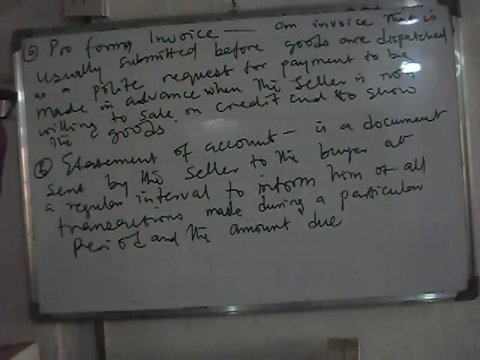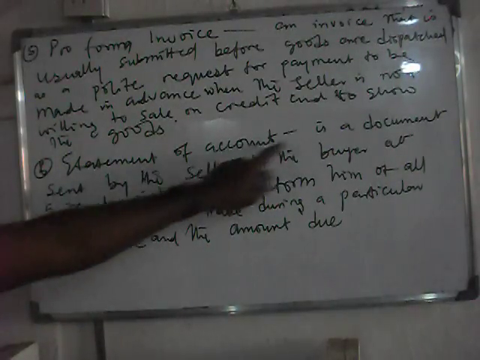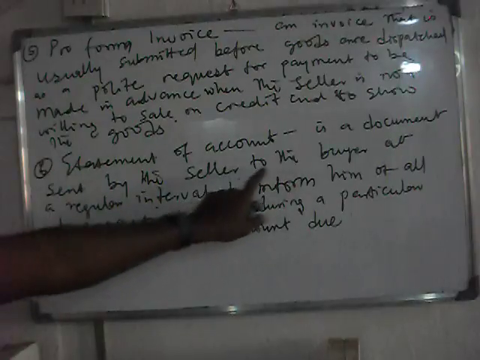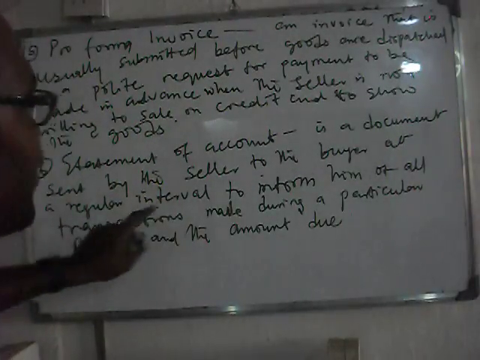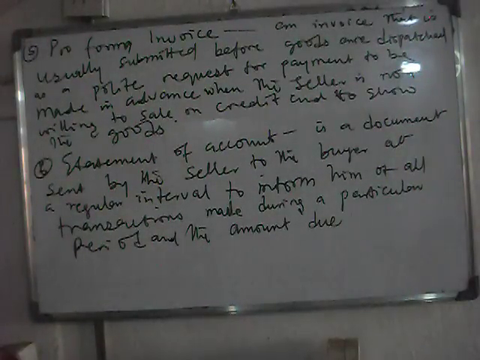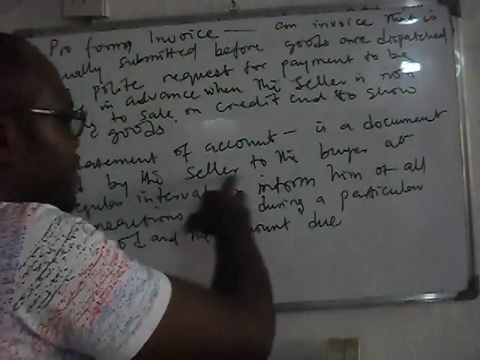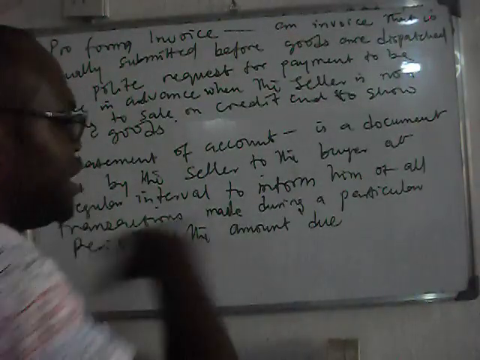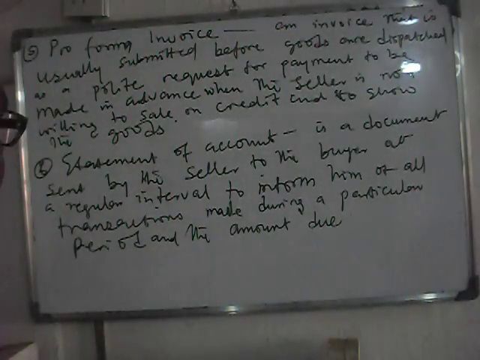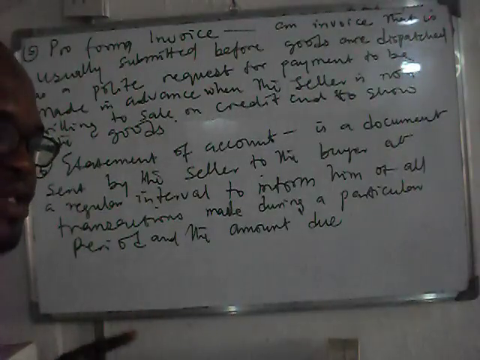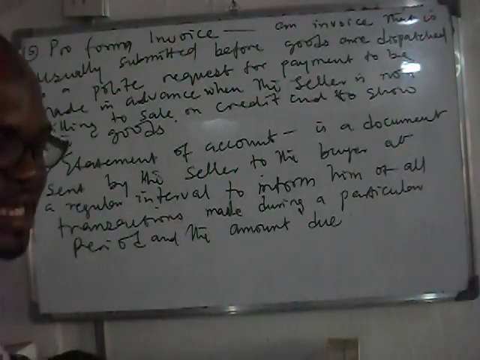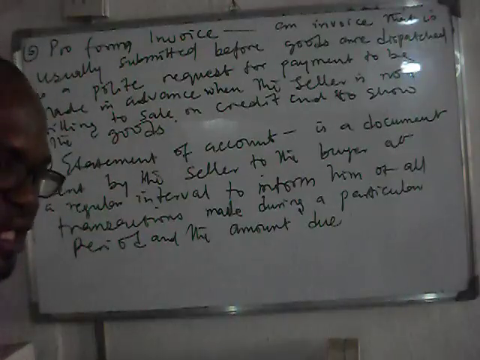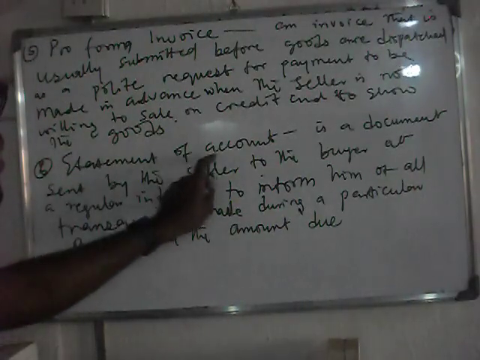You understand? Statement of account. What is statement of account? Any document sent by the seller to the buyer at regular interval from time to time, maybe every 2 weeks. You understand? The seller normally sends it to the buyer, informing him of all transactions that both of them have made within a particular period of time. Let's say 2 weeks. And the amount that he has to pay. Exactly. So that is what we call statement of account.